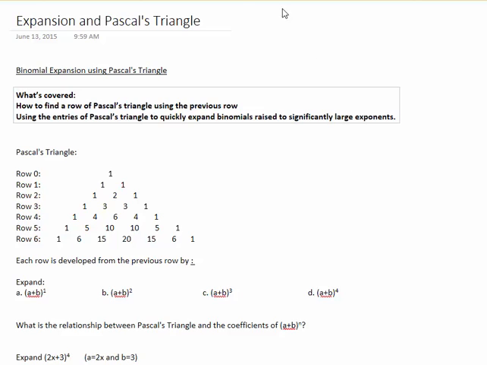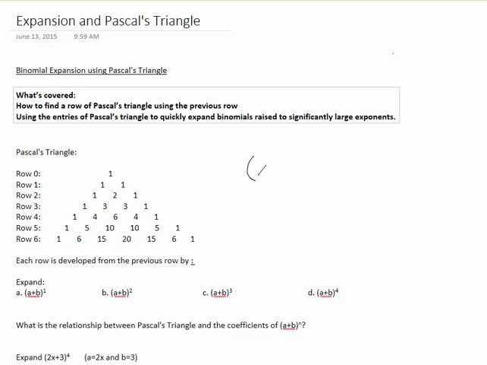Today's lesson, we continue to look at expanding some of our bigger questions. There was a gentleman in history whose last name was Pascal, and he developed this triangle, Pascal's triangle. What Pascal's triangle helped us to do was expand questions that had a large exponent.